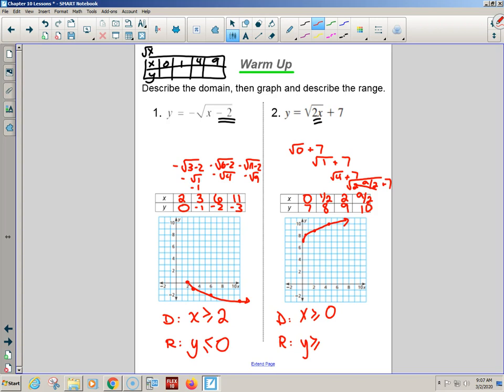What about the y's? How low can the y's go?